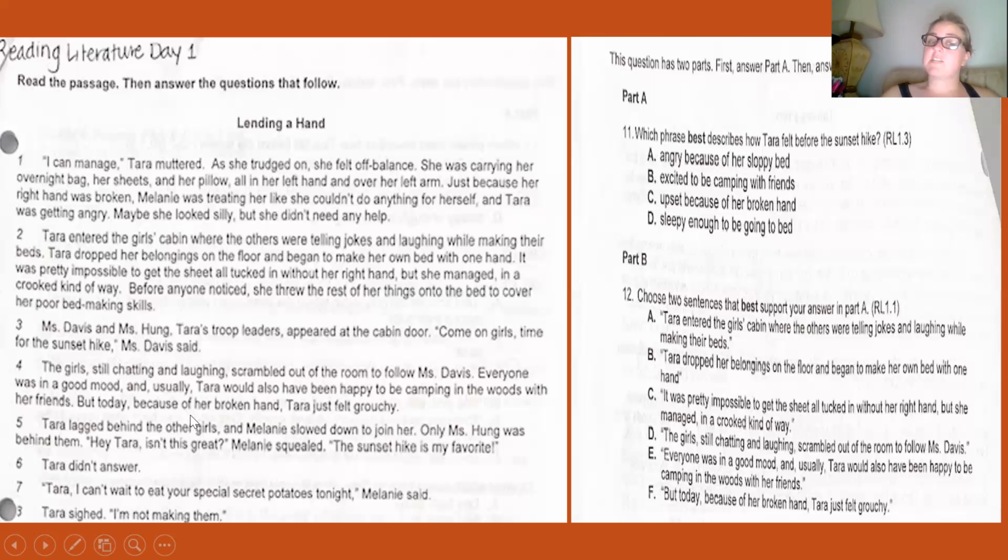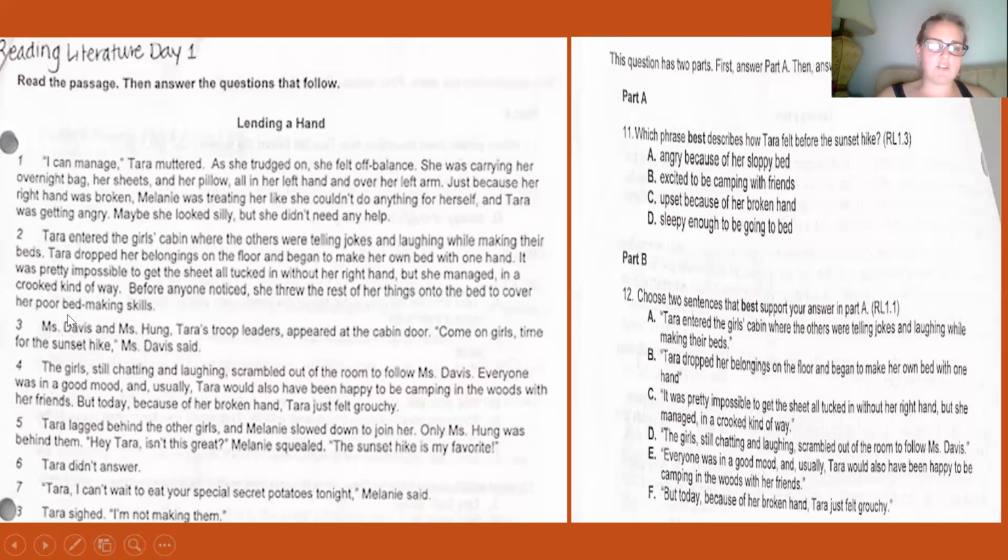But today, because of her broken hand, Tara felt grouchy. So I know grouchy is kind of like a synonym for upset. It means the same thing as being upset. So she's upset because of her broken hand. So the answer would be C. Now I need to find evidence to support that.